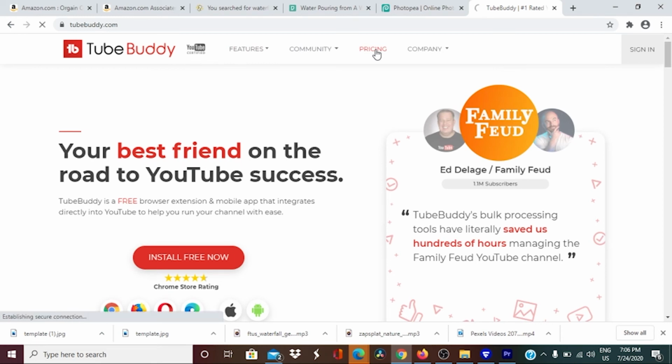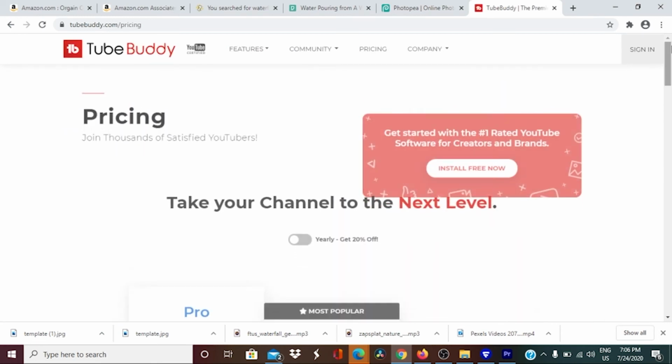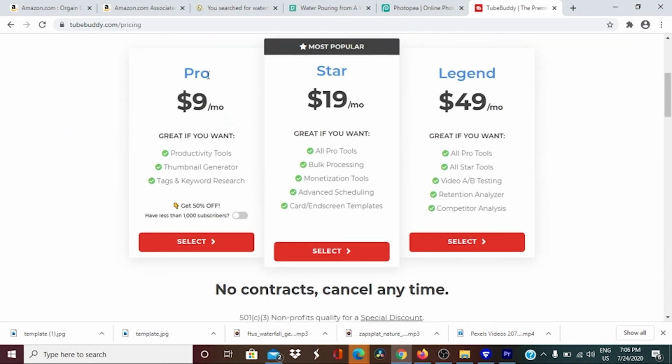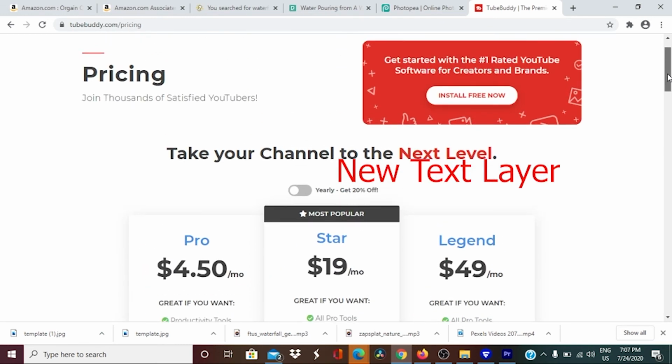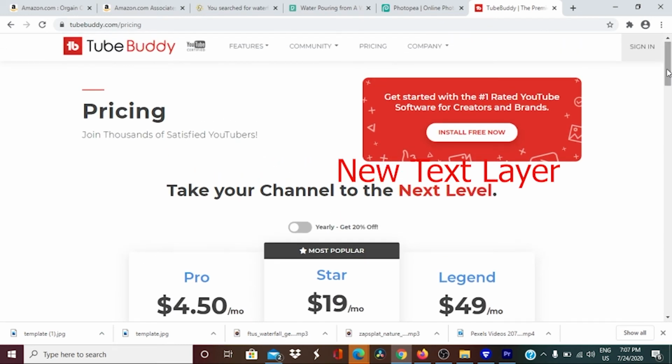So pricing here is $9. If you have less than 1,000 subscribers, then it's gonna cut it in half. You can rack up your keywords for the next 6 months if you don't want to pay $4.50 per month, and then just cancel it within the first month. So this is a good product to start for starters, and I've been using it, and it's a good product.